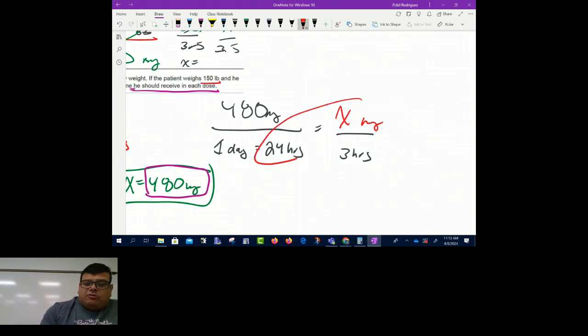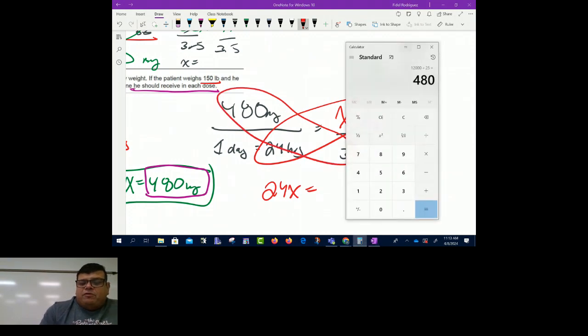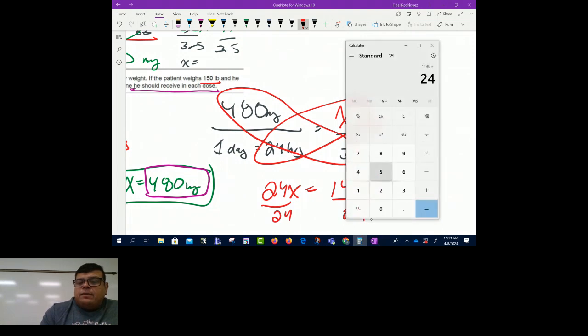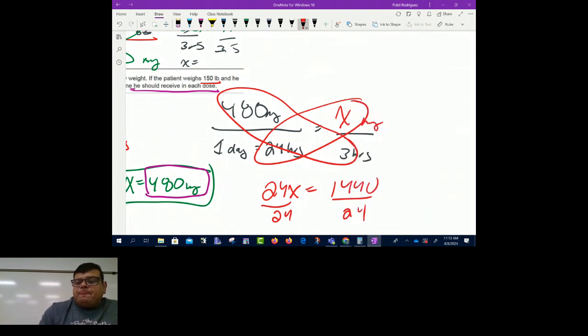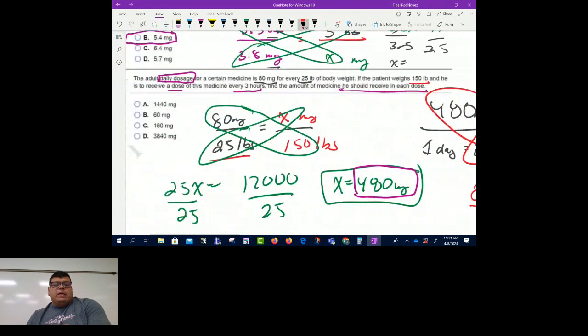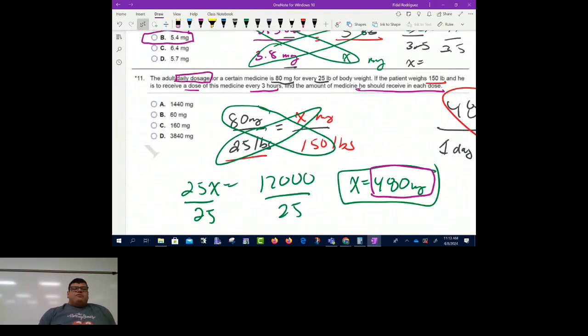So look, y'all, we're going to cross multiply again. 24x equals 480 times 3, 1440. And then we can divide everything by 24, 60. Okay. So I'm coming up with 60 milligrams. And if I come back over here, is that one of my choices?